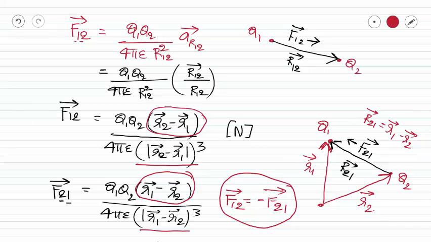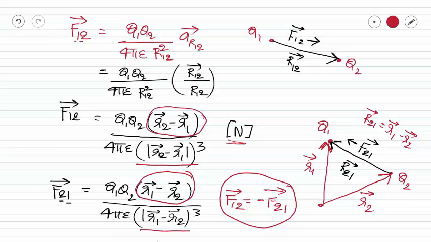Given two point charges Q1 and Q2 located at two different points, according to Coulomb's law we can write this expression. F12 bar is equal to Q1 Q2 times R2 bar minus R1 bar by 4 pi epsilon, magnitude R2 bar minus R1 bar whole cube, in newtons. Similarly, F21 bar is equal to Q1 Q2, this time R1 bar minus R2 bar divided by 4 pi epsilon, magnitude R1 bar minus R2 bar whole cube. So this is Coulomb's law.